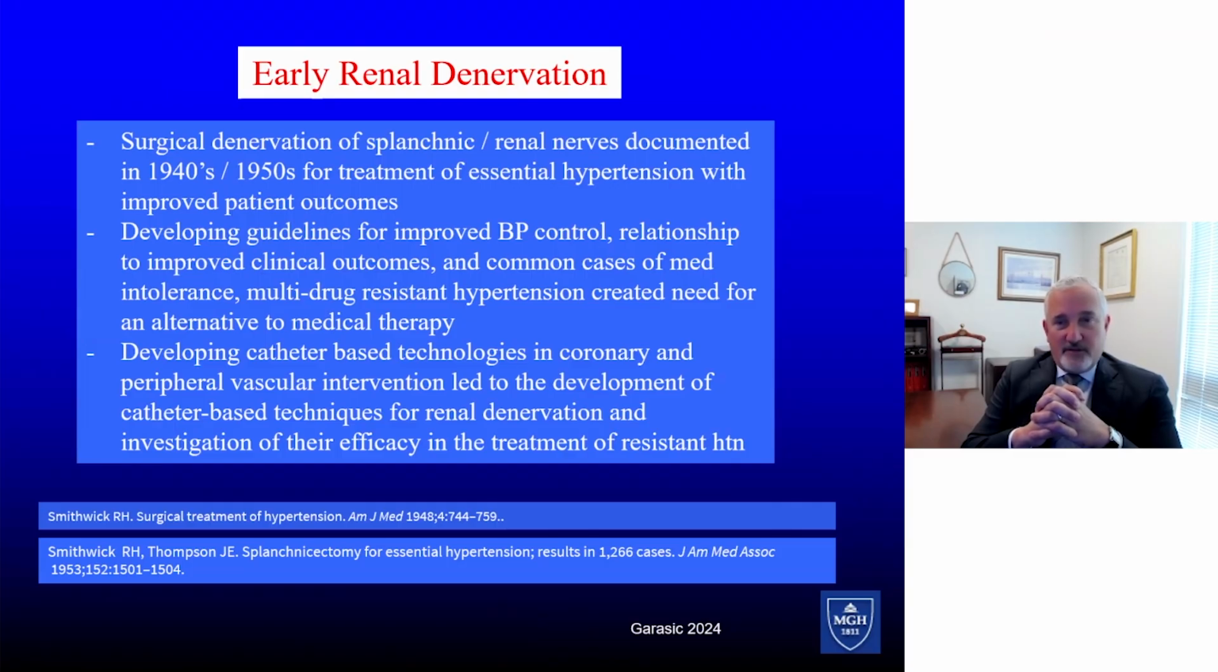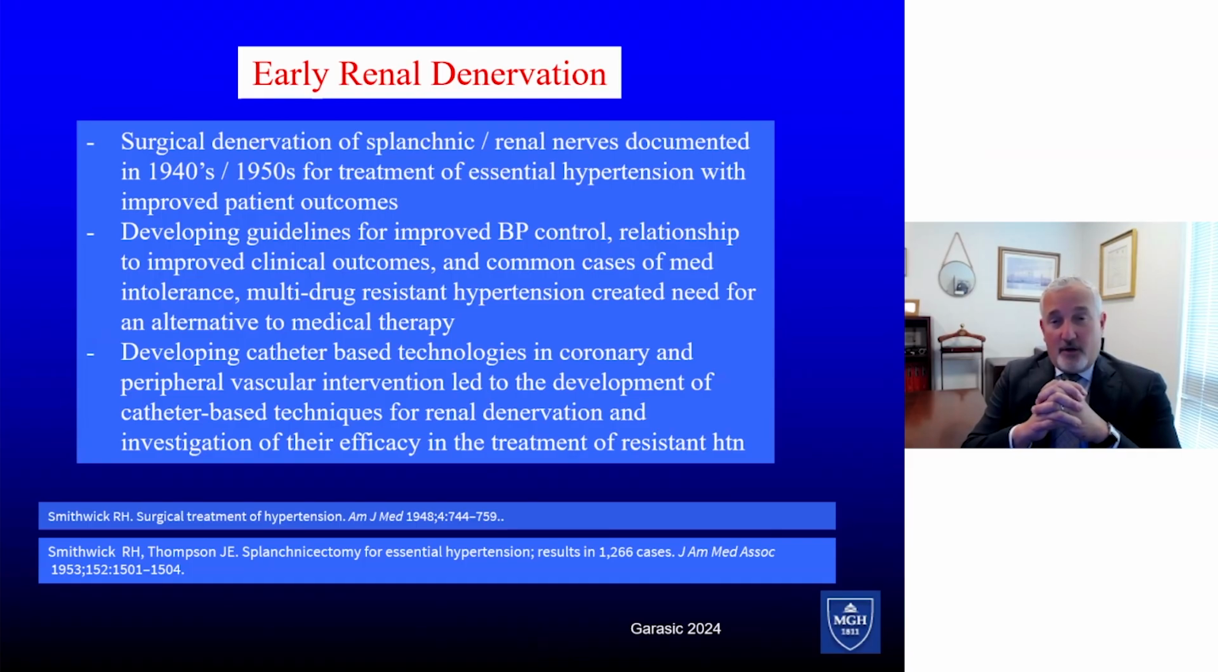We know from the 40s and the 50s that there was early surgical literature that said that this was a treatment for essential hypertension and had some evidence of improving patient outcomes by essentially stripping the renal arteries of their surrounding nervous supply. Then over time, we've become better informed about the importance of blood pressure control, worked hard on guidelines to get everybody on board with doing just that, campaigns to let patients and doctors know how important this is.